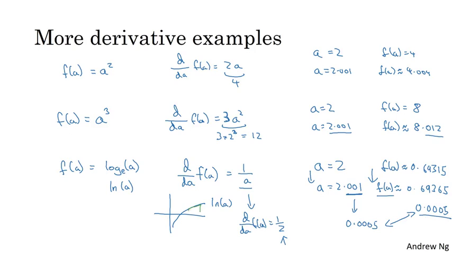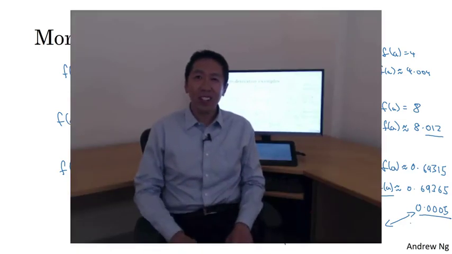So if you draw that little triangle, if on the horizontal axis this goes up by 0.001, on the vertical axis log of a goes up by half of that, so 0.0005. And so that 1 over a, or 1/2 in this case, when a is equal to 2, is just the slope of this line when a is equal to 2. So that's it for derivatives. There are just 2 take-home messages from this video.